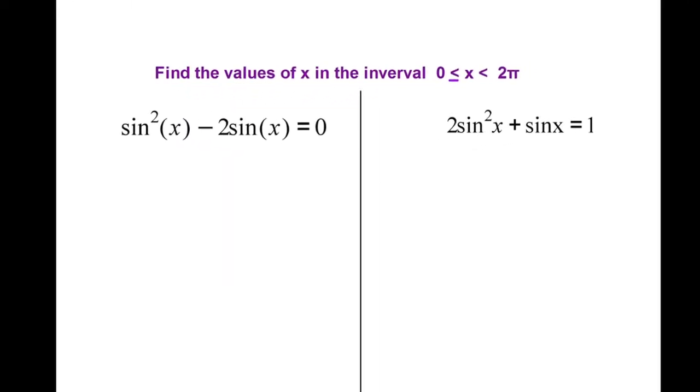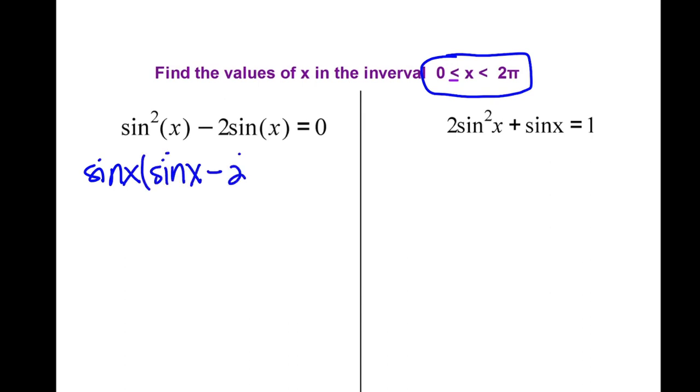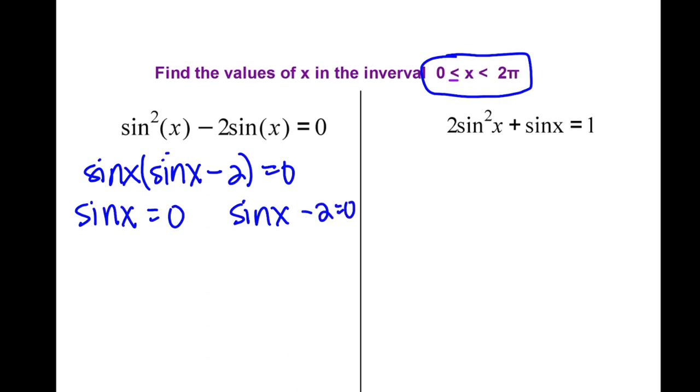Okay. So on this one, we will factor. This says from 0 to 2 pi, so pay attention to that in the beginning. So we're going to take out a sine, and we'll have sine of x minus 2. That means sine of x equals 0, and sine of x minus 2 equals 0. And so we'll solve this one.